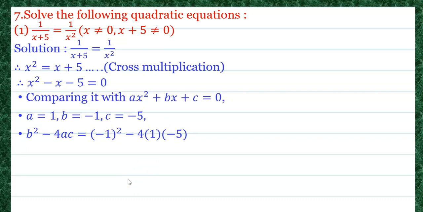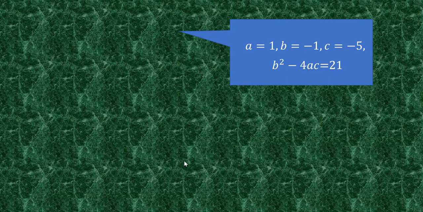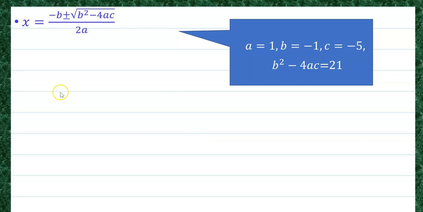Whenever we cannot get the factors, we apply the formula method. b² − 4ac, that is (−1)² − 4 into 1 into −5, and overall you will get b² − 4ac. −4 into −5 is plus 20, plus 1 is 21. The value of b² − 4ac is 21. Next, we substitute the values in the formula, as the factors are not available. x is equal to −b ± √(b² − 4ac) upon 2a.